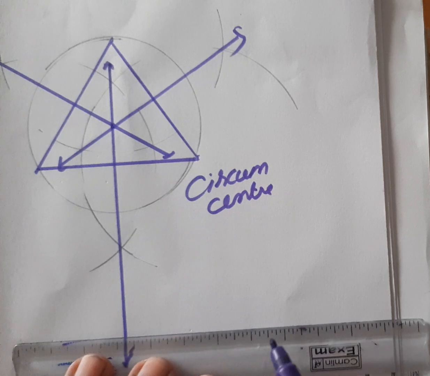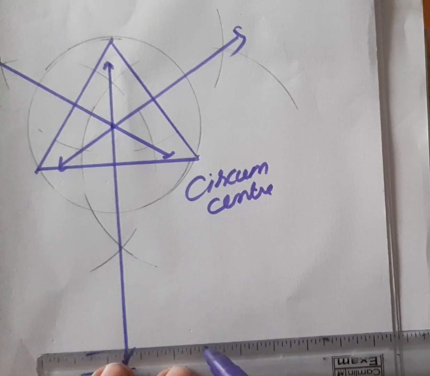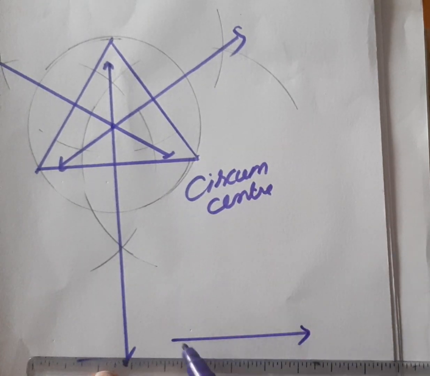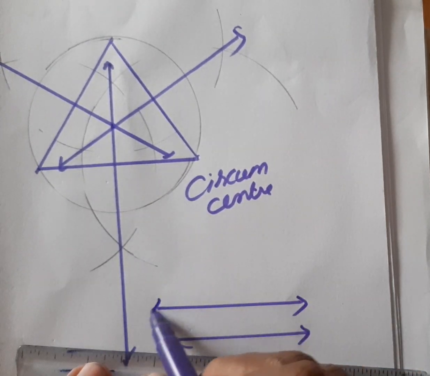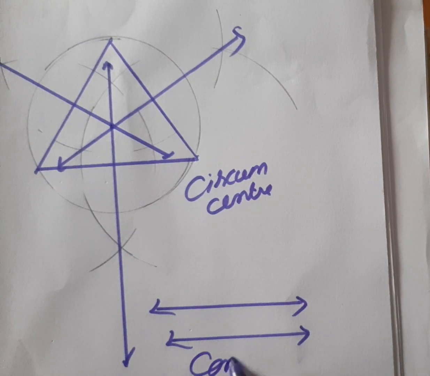Next point I will explain you is concurrent line segments. Concurrent line segments means what? If a line segment is 3 cm and another also is 3 cm, then it is called a concurrent line segment. This is called a concurrent line segment.